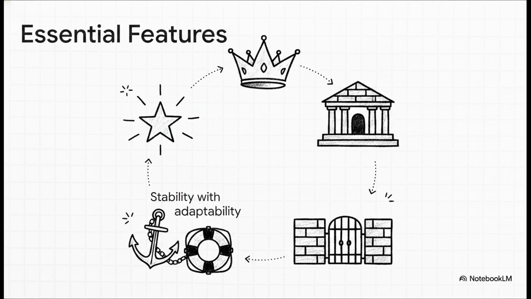Second, the constitutive function. It literally creates the government organs, the legislature, the executive, and the judiciary, and allocates their powers. Third, it limits government, usually through the separation of powers and guarantees of fundamental human rights. Fourth, it balances stability with adaptability. It has to be solid enough to endure crises, but flexible enough to evolve over time. And fifth, the expressive function. It carries the state's highest political values, which you'll often see declared proudly in a preamble.